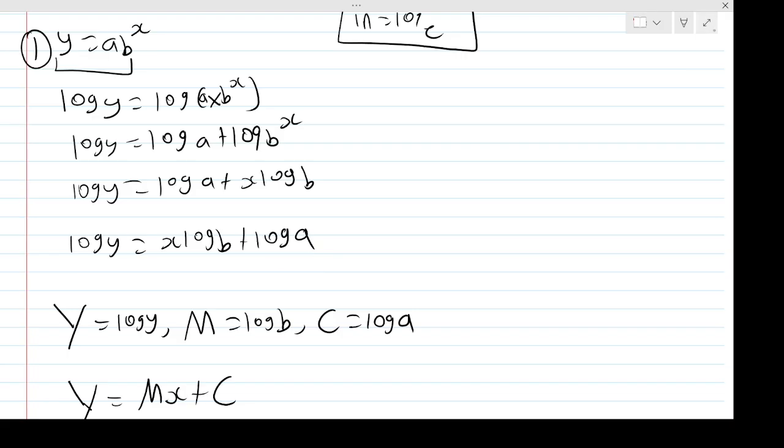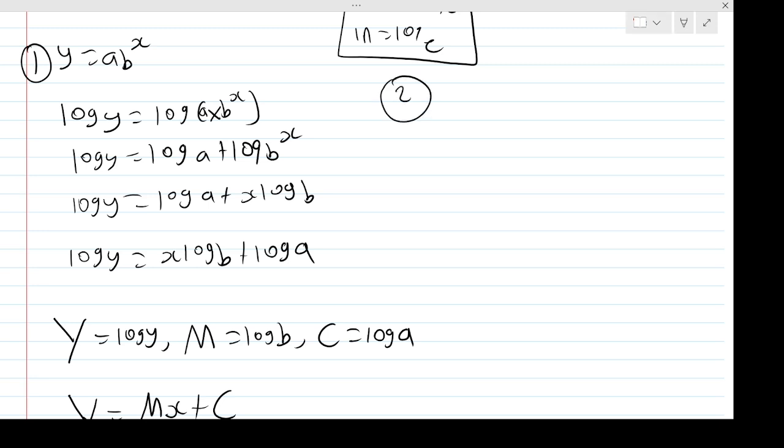Another type of equation we can linearise is actually a polynomial. So y = ax^n. Now x is my base, right? It's a polynomial such as 2x^2 or 5x^4, something like that. It's a polynomial expression, and we can do the same thing.